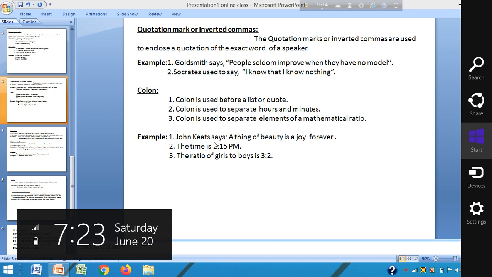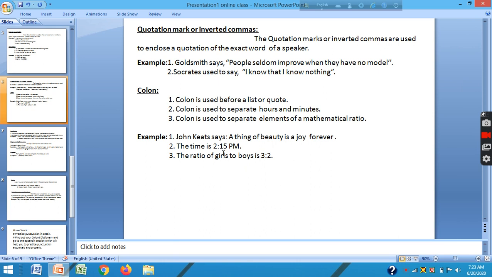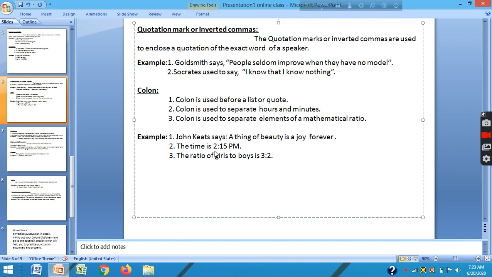The time is 2:15. Here, between 2 and 15, the hour is separated by the use of a colon. The ratio of girls to boys is 3:2. Here, you notice that between 3 and 2, we use a colon to separate the elements of a mathematical ratio.